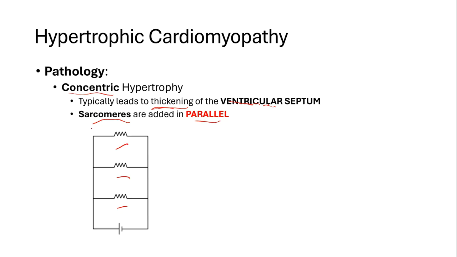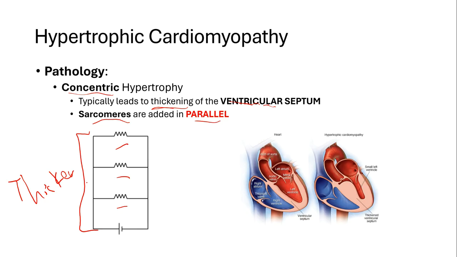As we can see, this is causing thickening, in our case, of the ventricle or ventricular septum, thickening of that area of tissue. This is what it means to be having the sarcomeres being added in parallel. They are being stacked right on top of one another. You'll see with dilated cardiomyopathy, they'll be added in series, which will cause them to widen. The opposite is true in hypertrophic cardiomyopathy. This leads to thickening of that interventricular septum.